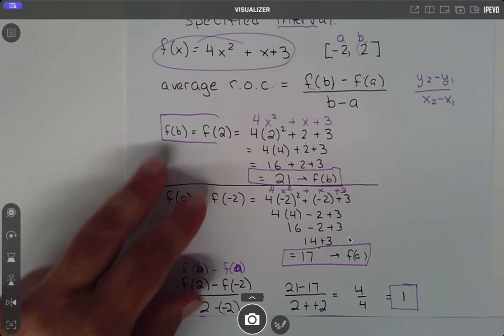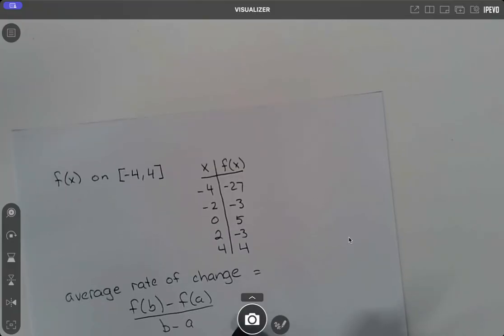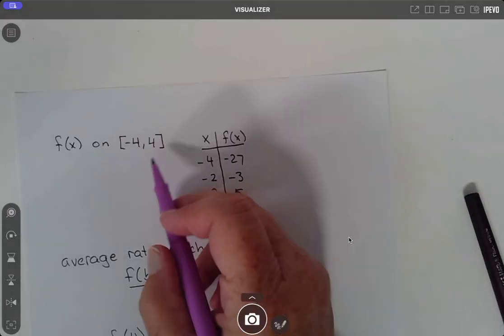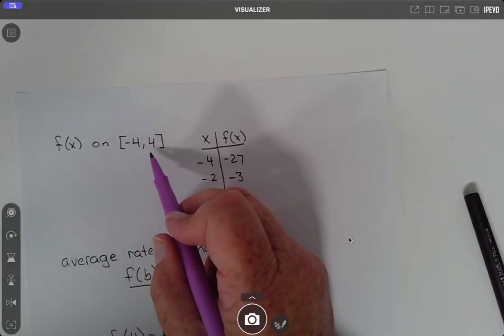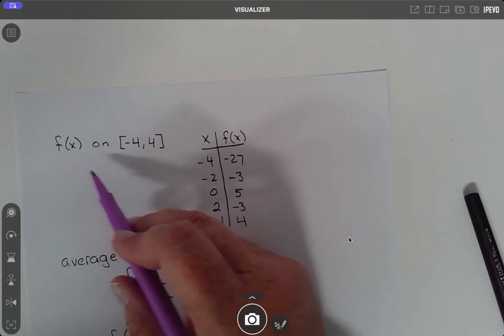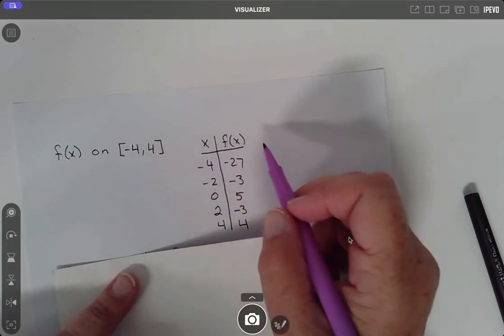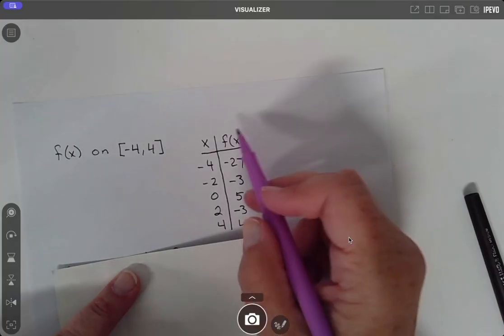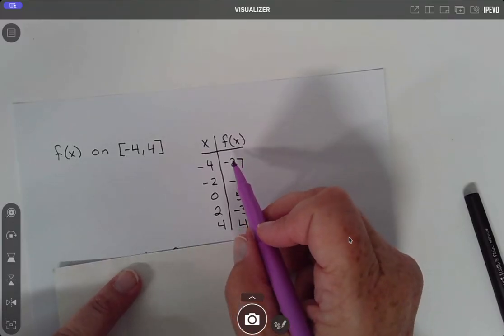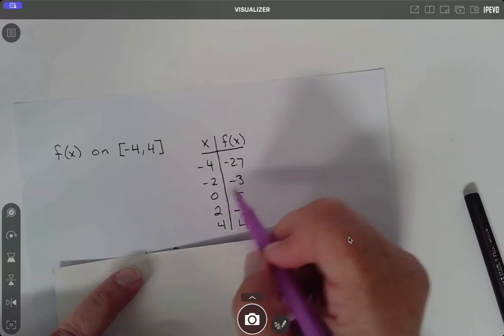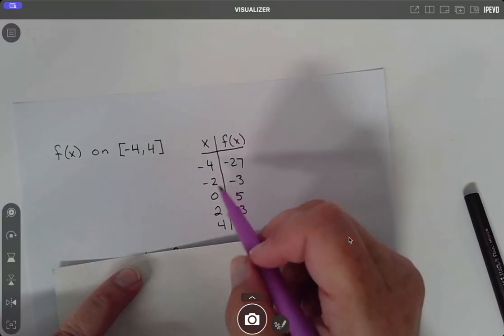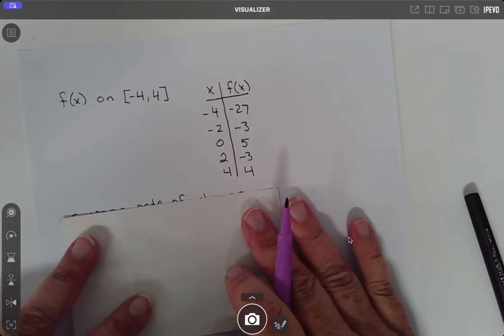Okay, I'm going to do a second problem now. And this problem said to find the average rate of change on the interval -4 to 4 for f of x. But here, they only gave us a table of values. So we don't actually have the function, but what's nice is somebody did the work for us. So we don't have to do quite as much work on this problem as we did on the previous problem.